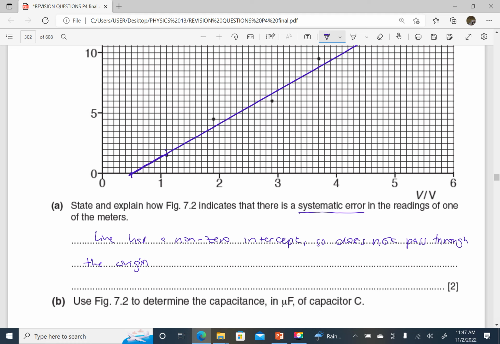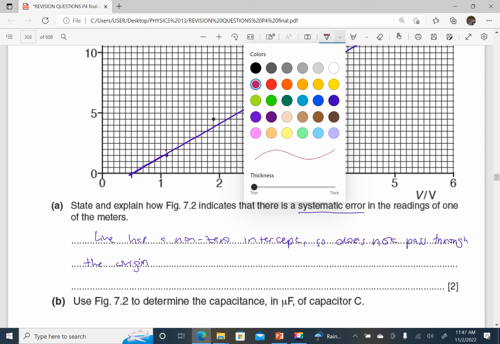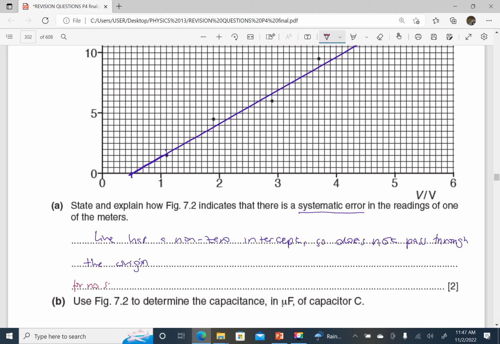Alternatively, if there was no systematic error, charge should be proportional to PD. Alternatively, you could say for no systematic error, charge should be proportional to PD if there is no systematic error.